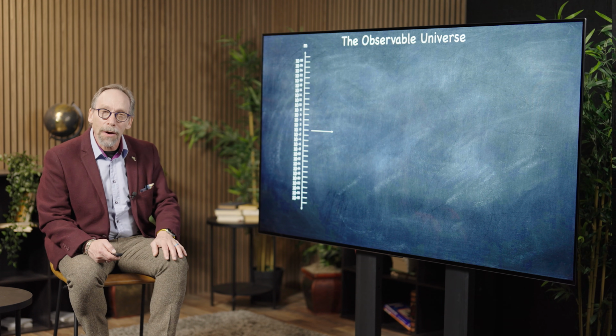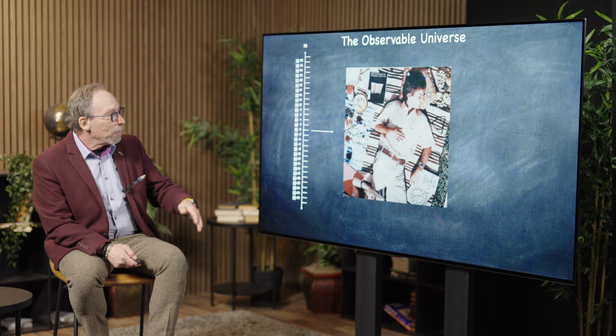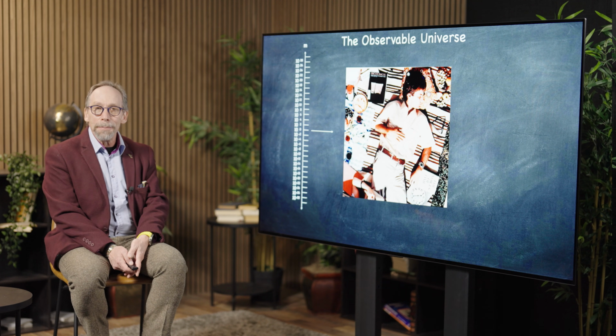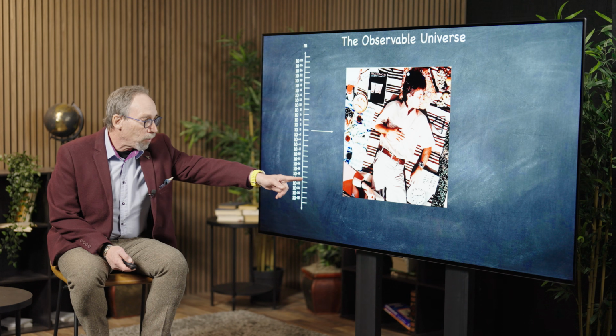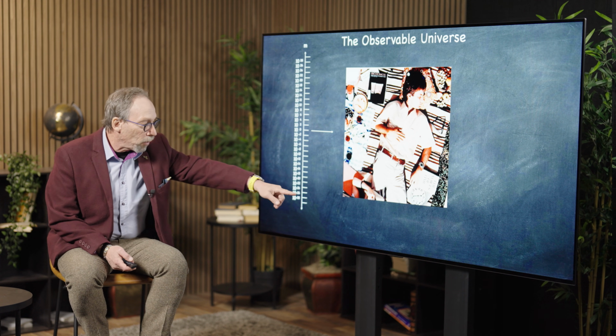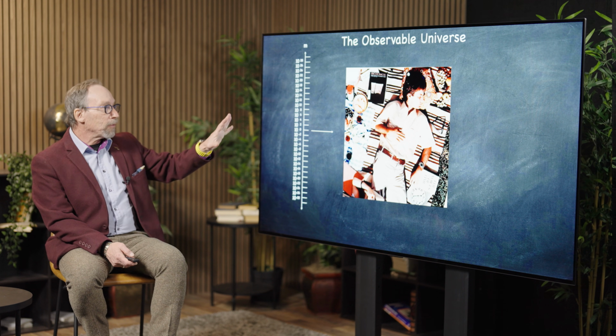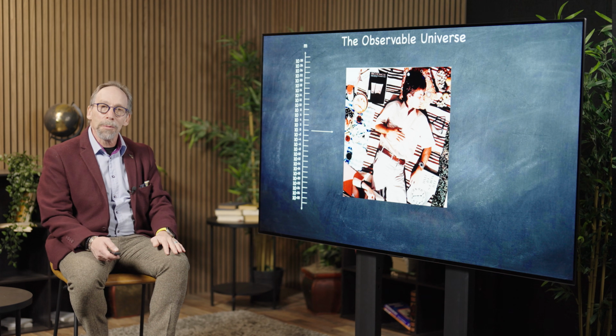And I update it periodically to show some more recent images. But it begins with a man sleeping in a park in Chicago. The scale of this is 1 meter across, 1 meter horizontally and 1 meter vertically. This is a very familiar scale. It's a scale of human beings.